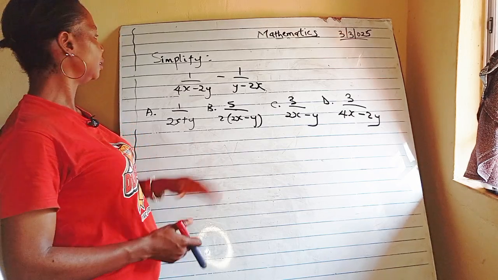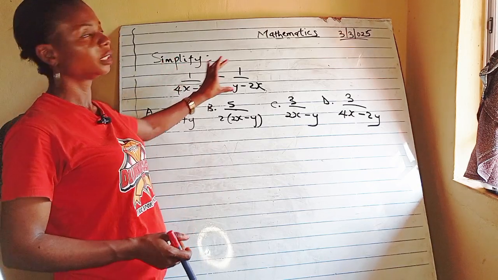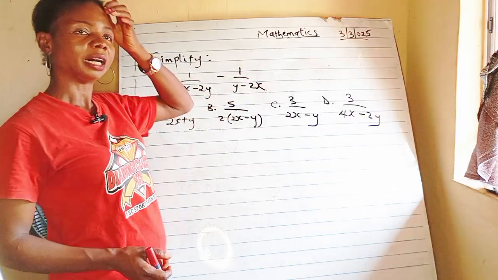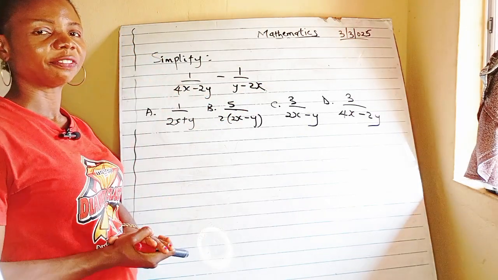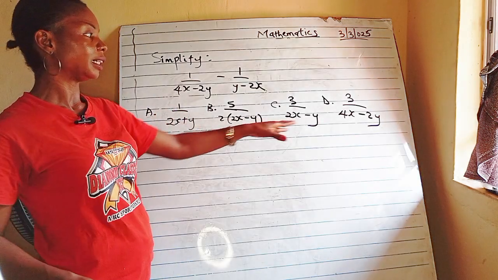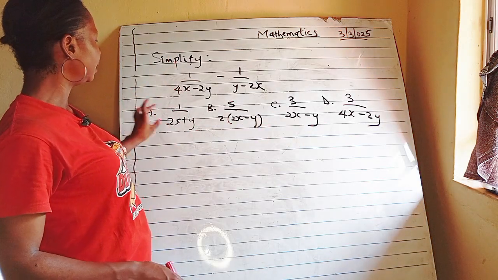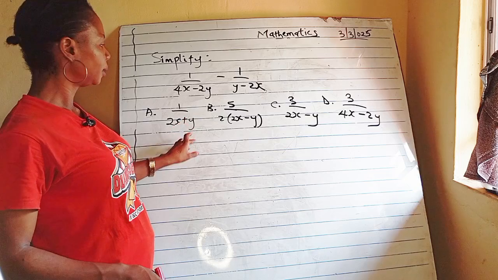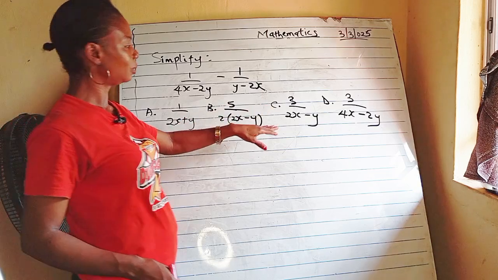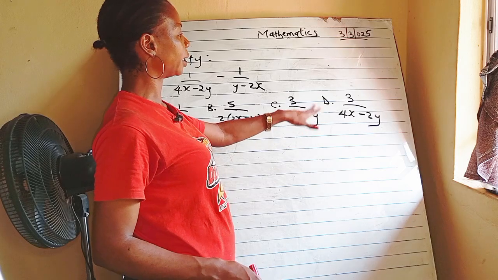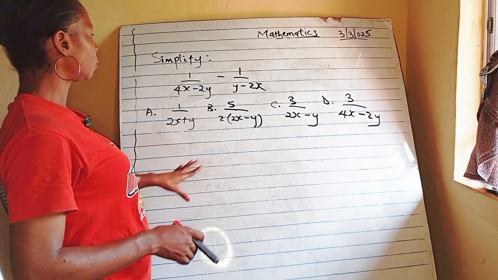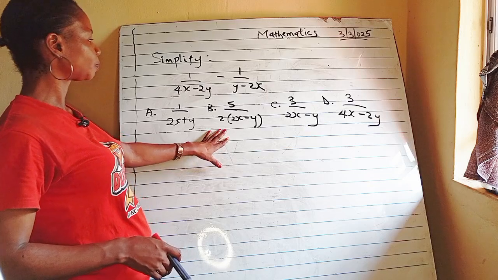This is an algebraic fraction and this is an algebraic fraction. This one is subtracting the other, and we want to have it in a simplified form. All these options are given for this answer. A is 1 over 2x plus y, B is 5 over 2 into 2x minus y, C is 3 over 2x minus y, and D is 3 over 4x minus 2y. So we want to simplify this.